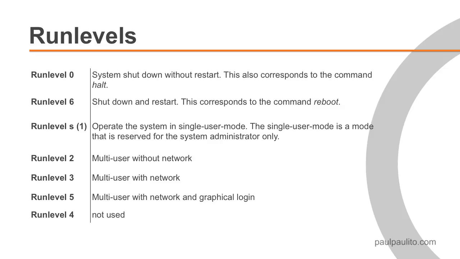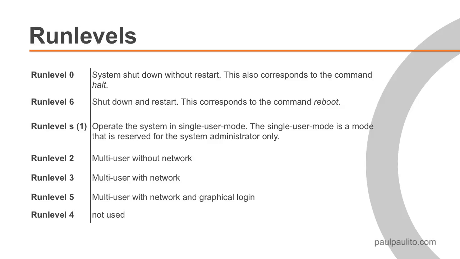In most Linux systems, 3 other run levels are defined. Run level 2, multi-user without network. Run level 3, multi-user with network. And run level 5, multi-user with network and graphical login. Multi-user means that the system is able to serve multiple users simultaneously. A special case is run level 4. Run level 4 is not used by any Linux systems.